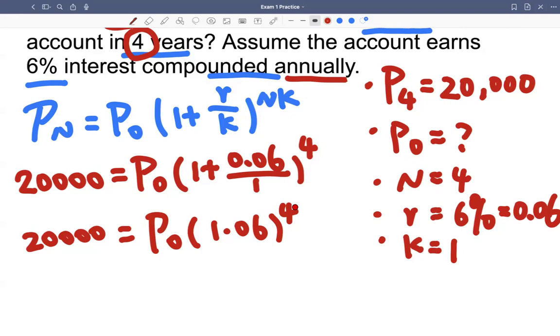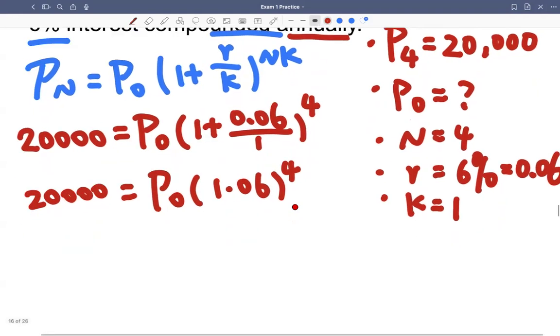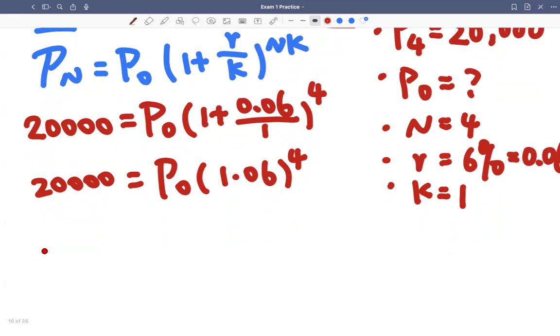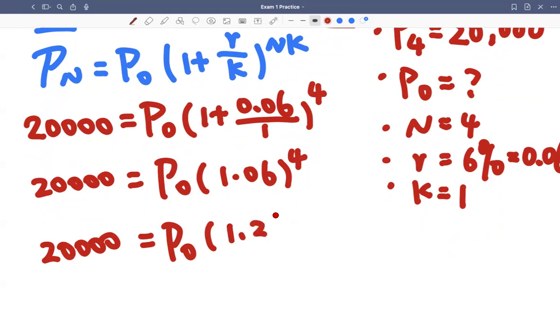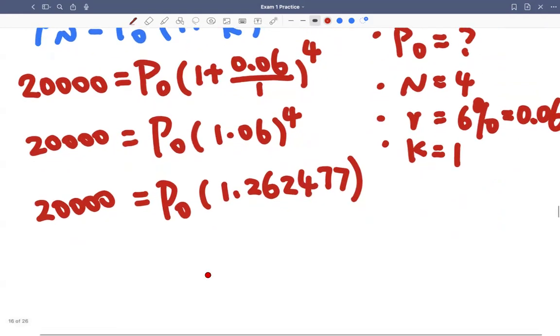So 1.06. I multiply 1.06 with itself 4 times. Anything else I'm going to rewrite. So I keep writing 20,000. I keep writing P naught. Now 1.06 raised to the 4 gives me 1.262477, right? I kept this many places. For you, at least keep 4 decimal places, okay? At least keep 4.